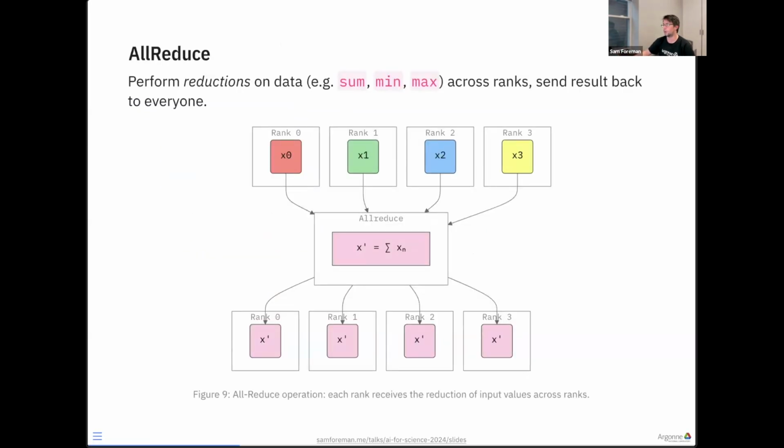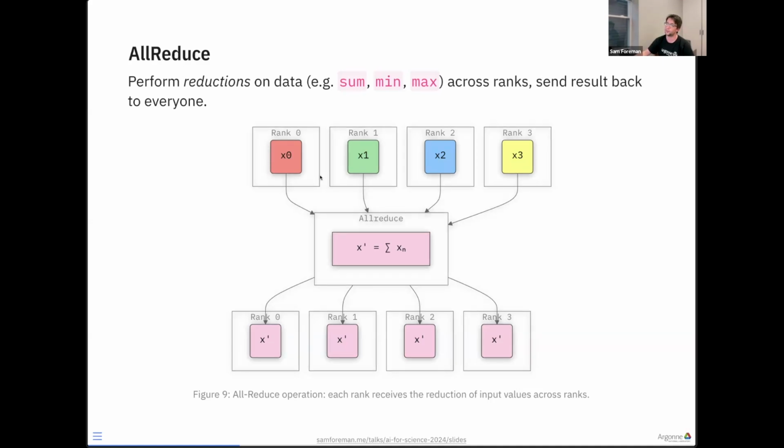And so what are some examples of these operations? Maybe the most common, and this is actually what is used for the gradient averaging in particular, is called the all-reduce operation. The all-reduce performs some reduction, either sum, min, or max, on some data across all of your ranks, and then sends that result back out to everyone.